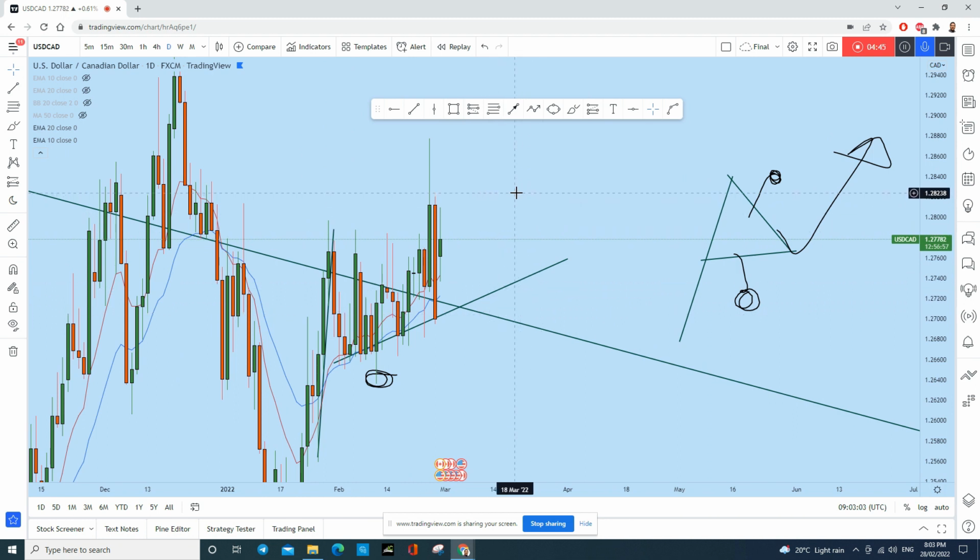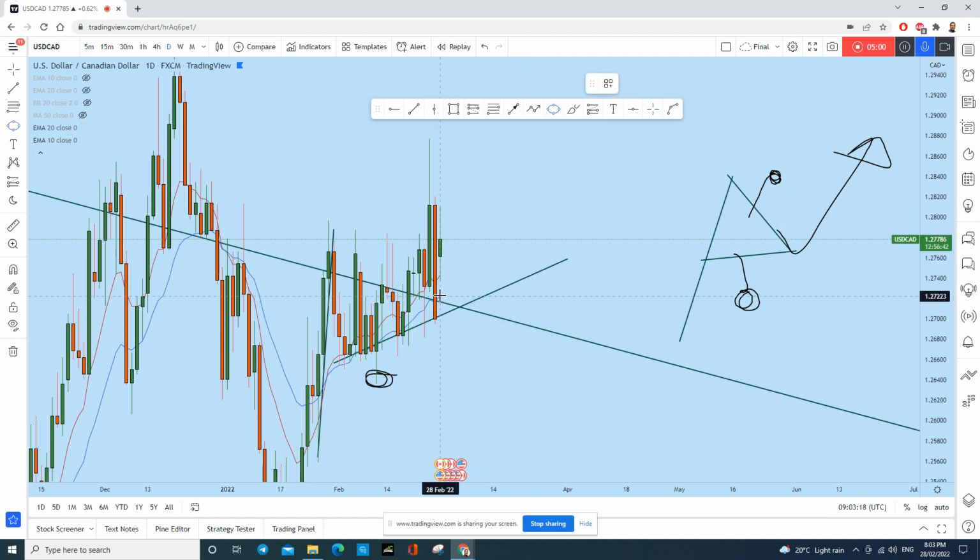We need to wait one more day, because today the monthly close is coming, and also tomorrow there will be high impact news release. So in this time USD CAD could just move sideways. So where is that trading opportunity?